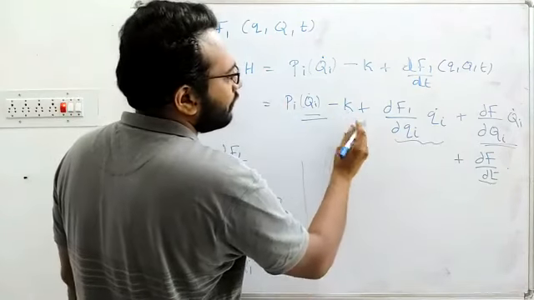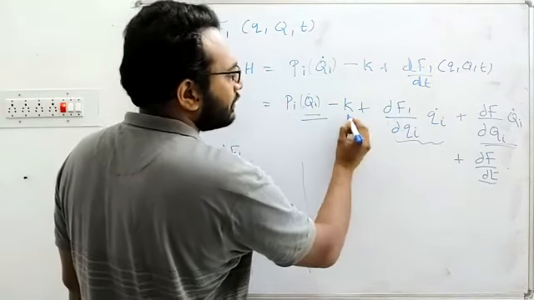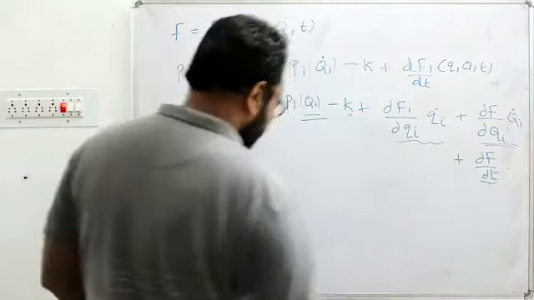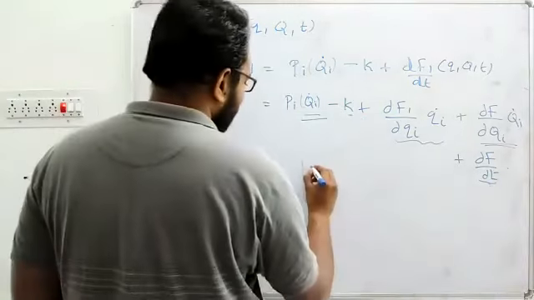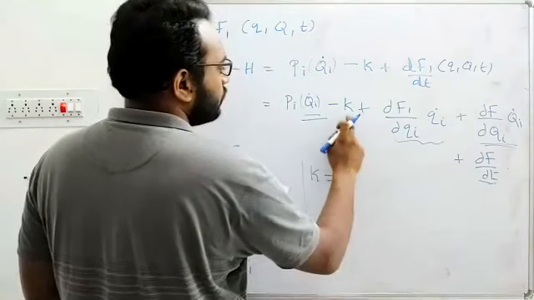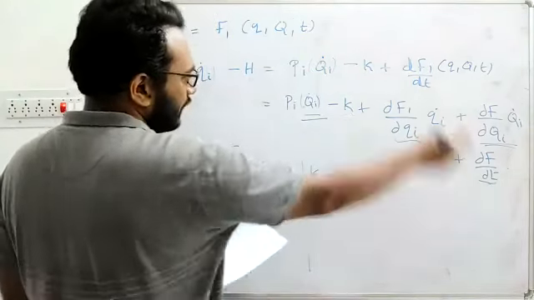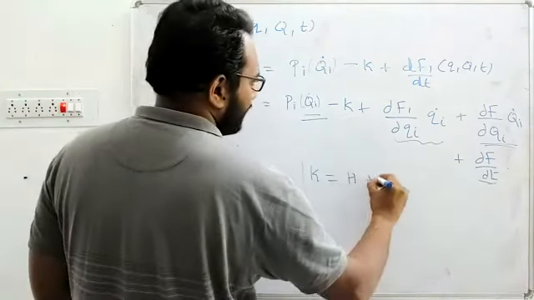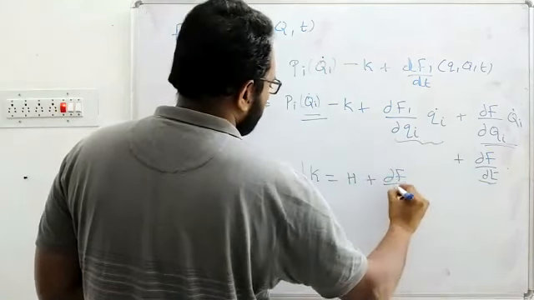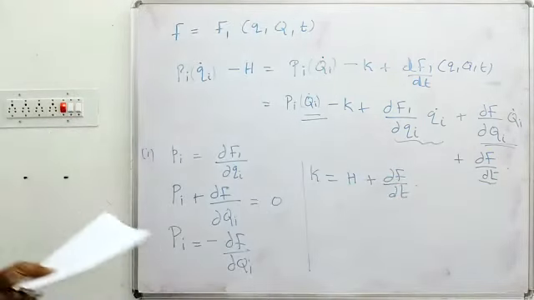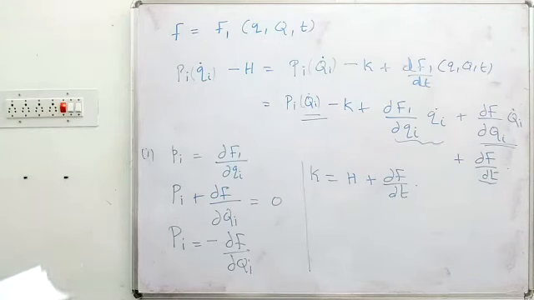And whatever is left has to be equal, right? So you've got k here and dou f by dou t over there. So you see that k has to be equal to, okay, take k to the other side and bring h to this side: h plus dou f by dou t. All right. Now these equations, it's easy to remember.